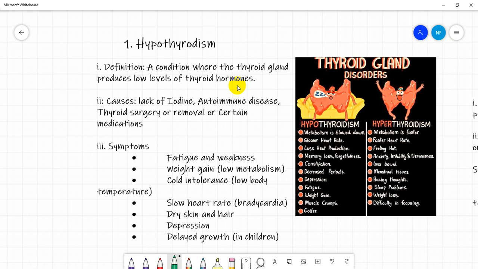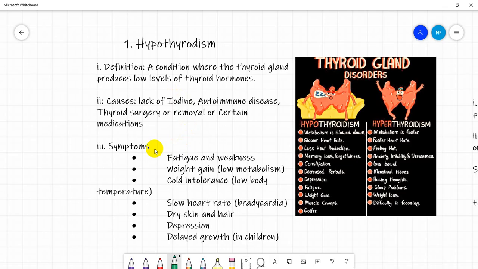Many causes are for this condition. It could be due to an autoimmune disease, surgery in the thyroid gland, its removal altogether, or types of medications taken, but the main cause is lack of iodine. If you remember from the beginning, we said that the production of these two hormones needs the presence of iodine, so it could be related to the lack of iodine.